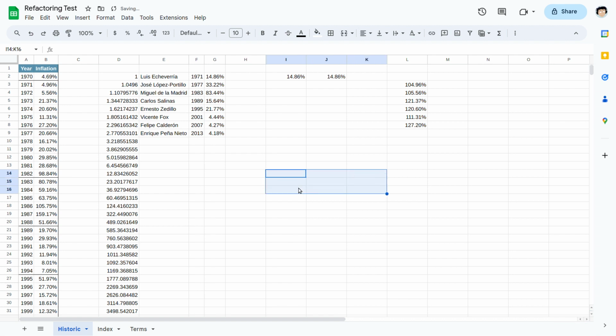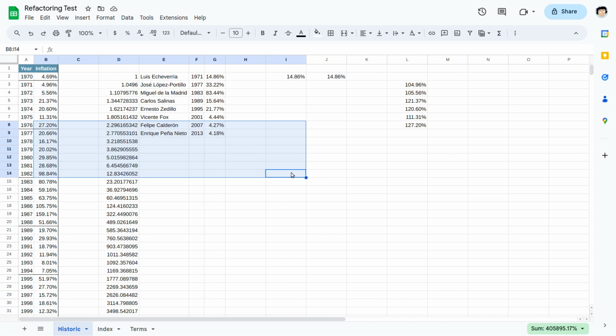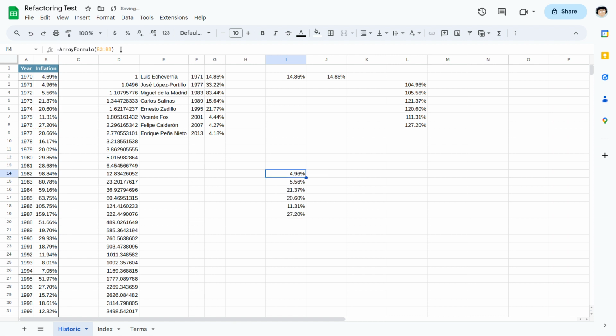Now I can do something like give me this range. This doesn't work. What? Oh, until I do Control Shift Enter, which creates this array formula. It may be different in Excel and other software, but you just press Control Shift Enter, and this creates the array formula, which gives a result that is multiple rows in this case.